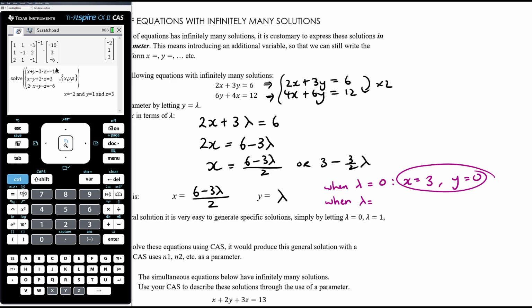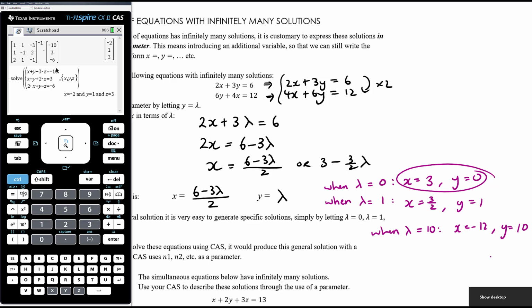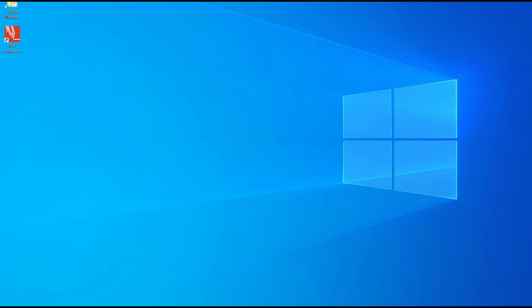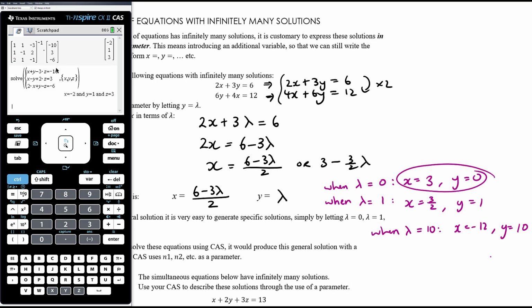When lambda equals 1, we get the solution 6 minus 3, which is 3 on 2, so x equals 3 on 2, and y equals 1. When lambda equals 10, we get 6 minus 30, so that's negative 24 on 2, which is negative 12, and y equals 10, because y is lambda.